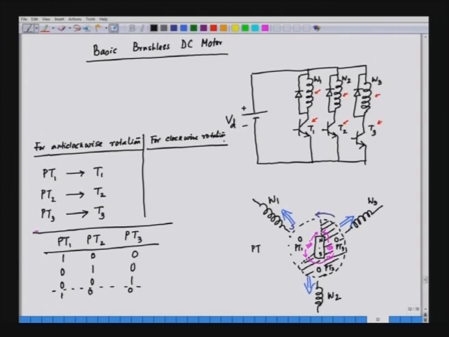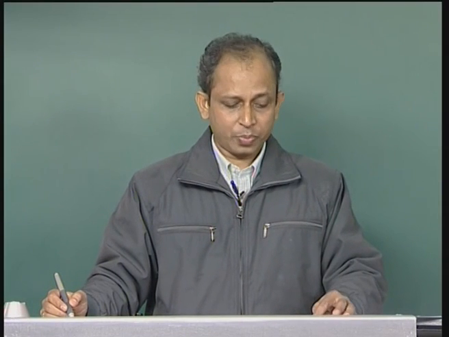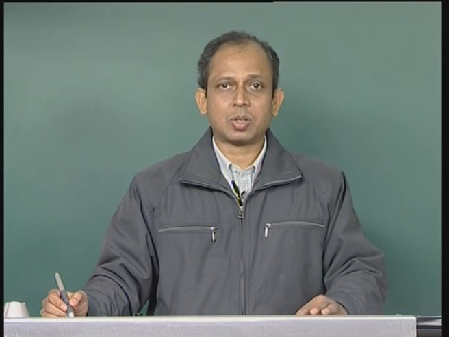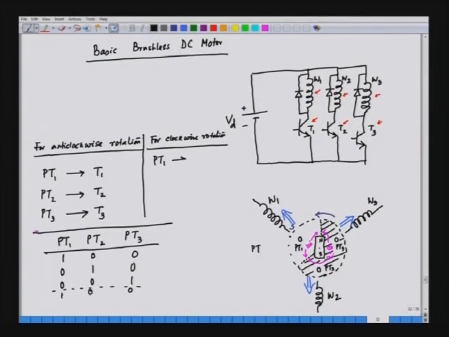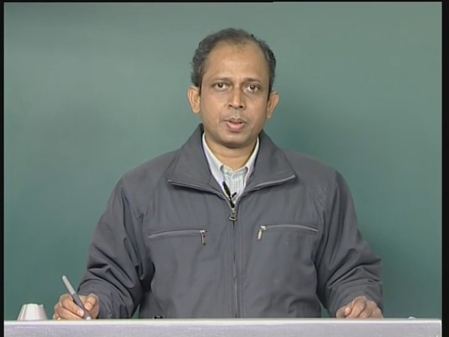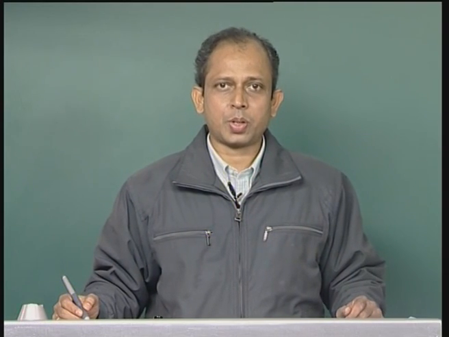Earlier what we said was that the output of PT1 should be fed to transistor 1. Similarly, output of PT2 will be fed to transistor 2 and output of PT3 will be fed to transistor 3. Now, here we will make a little difference. The difference is this: output of PT1 is fed to transistor 3 and output of PT2 will be fed to transistor 1 and output of PT3 will be fed to transistor 2. So, we are just seeing the operation of a simple brushless DC motor.